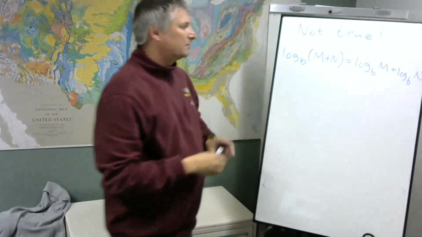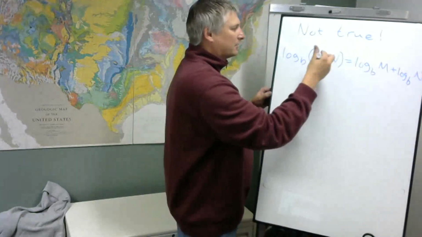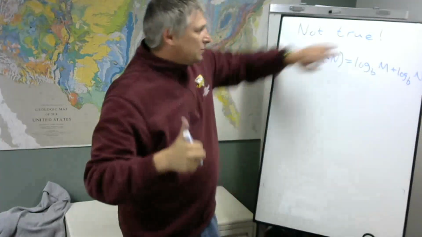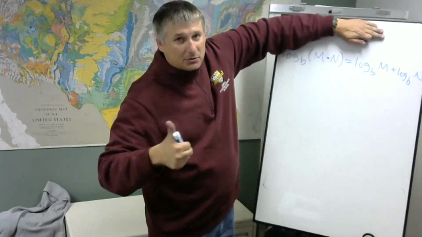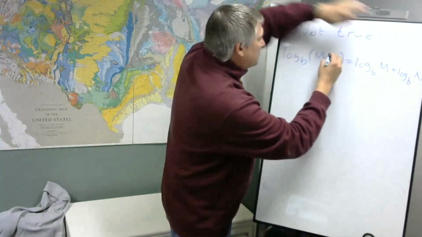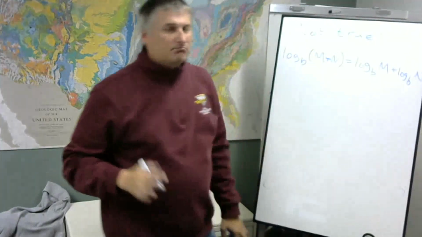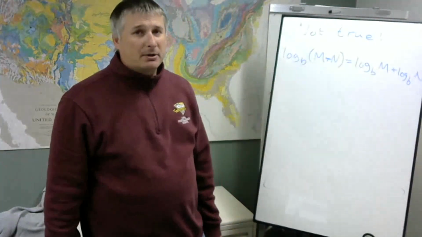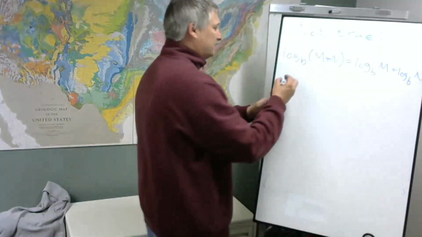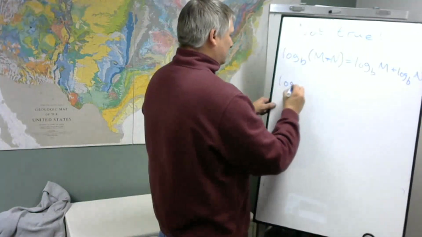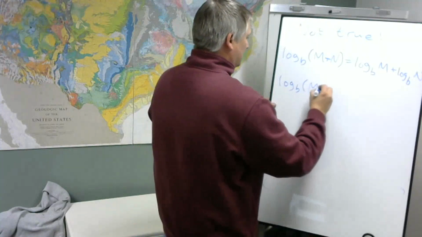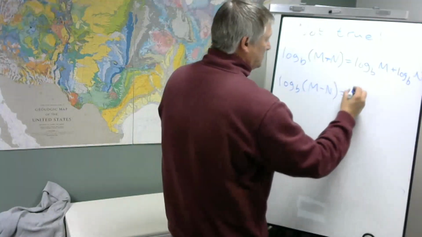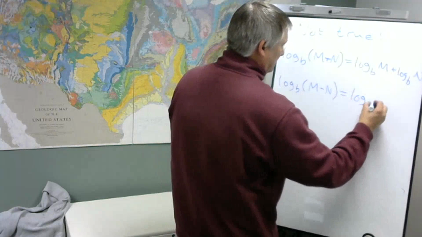This isn't true. If it's a product, it's true. This is correct. This is good. But it's not true if you have this. We don't have a log property for a sum, just a product. Same thing with the difference: log base b of m minus n. We don't want to say this.